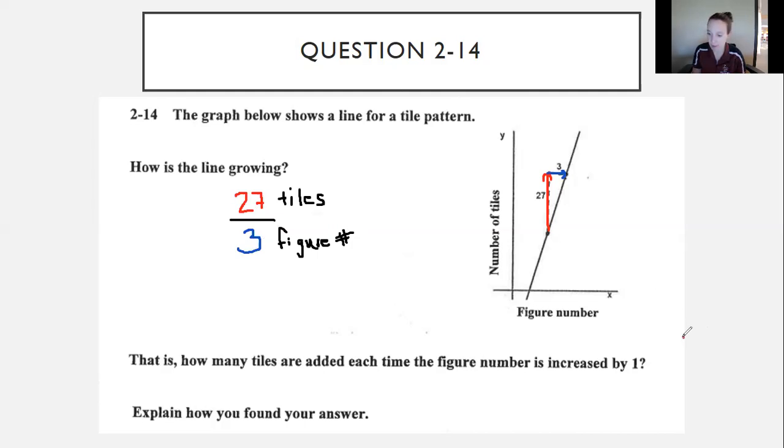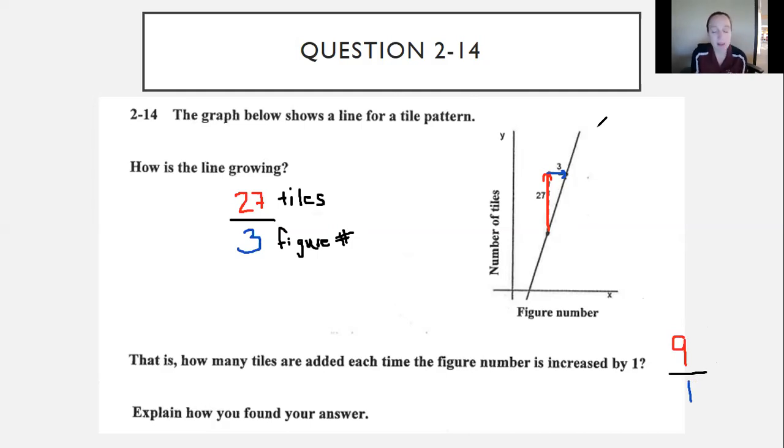Somebody said it out there. Remember, talk to me even though I can't hear you. It's okay to talk. So 27 divided by 3 gives us 9 tiles for every one figure number. And notice it's a fraction. All I did was reduce.